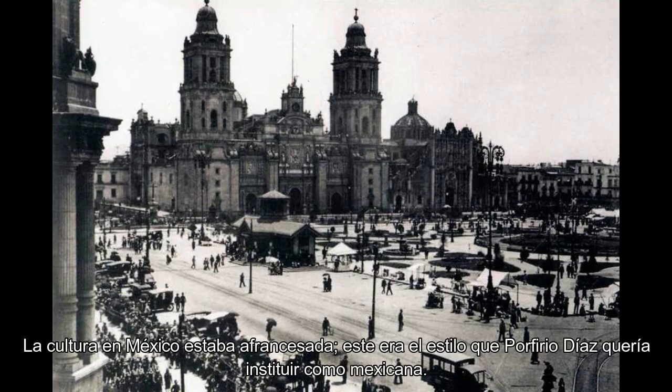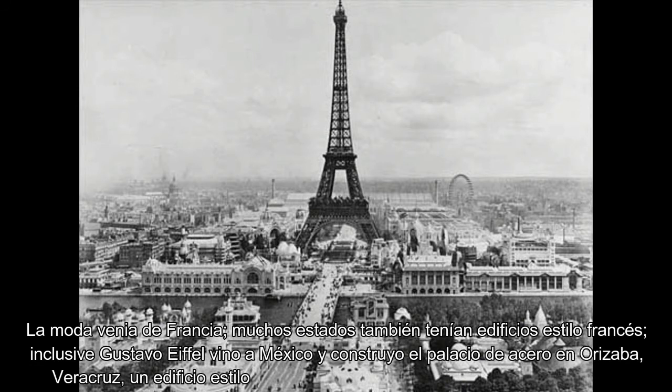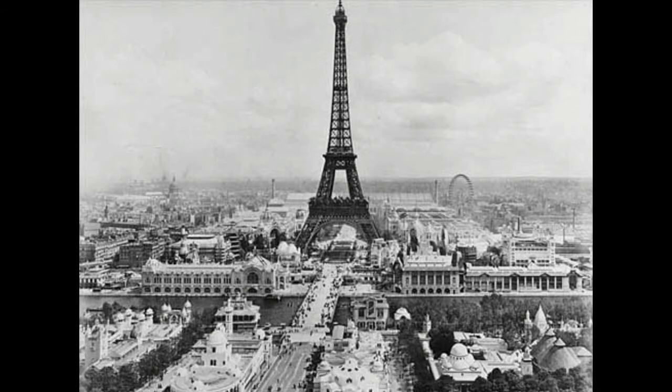The culture in Mexico was Frenchified. That was a style that Porfirio Diaz wanted to institute as Mexican. Fashion would come from France. Many states also had French-style buildings. Even Gustave Eiffel came to Mexico and built the Iron Palace in Orizaba, Veracruz, an Art Nouveau building. French was the language to learn.